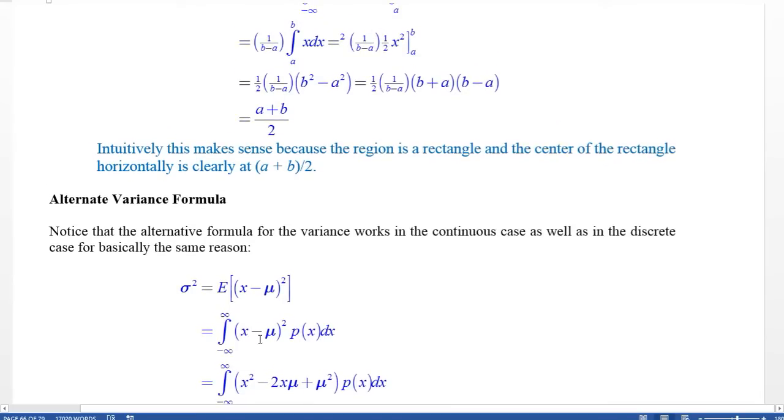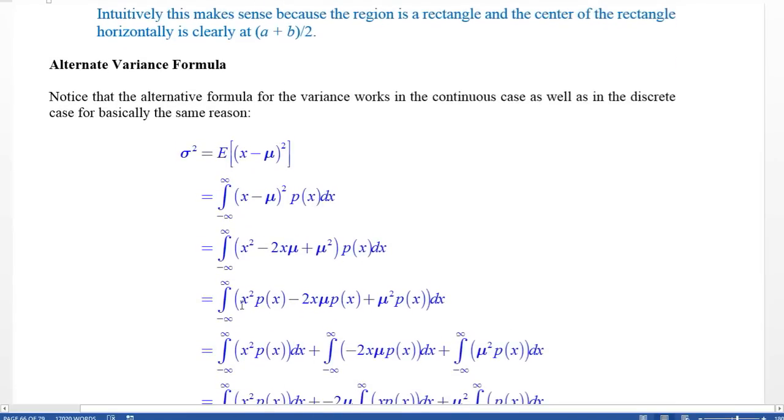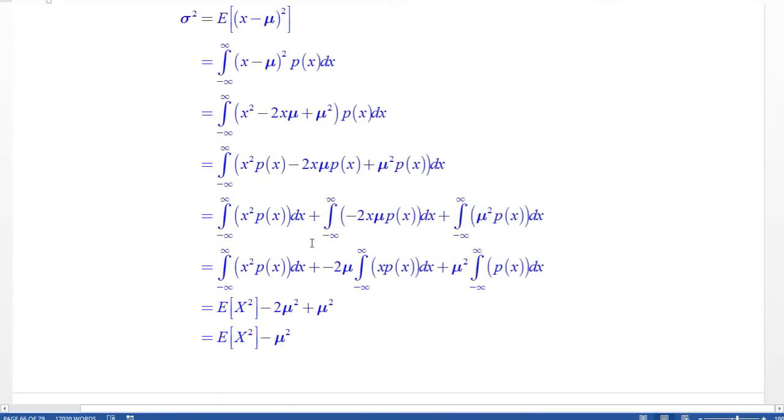So first I'm going to use basically FOIL, or the distributive property, and square this out, expand it out. So you get x squared minus 2x mu plus mu squared. This is still times the PDF of x. Distribute the PDF of x, and we get x squared times p of x minus 2x mu p of x plus mu squared p of x dx, and then break it into 3 integrals. Take the constants out front. We're going to leave the first one like it is, no constants there. This one has constants of negative 2 and mu, which I can bring out front.